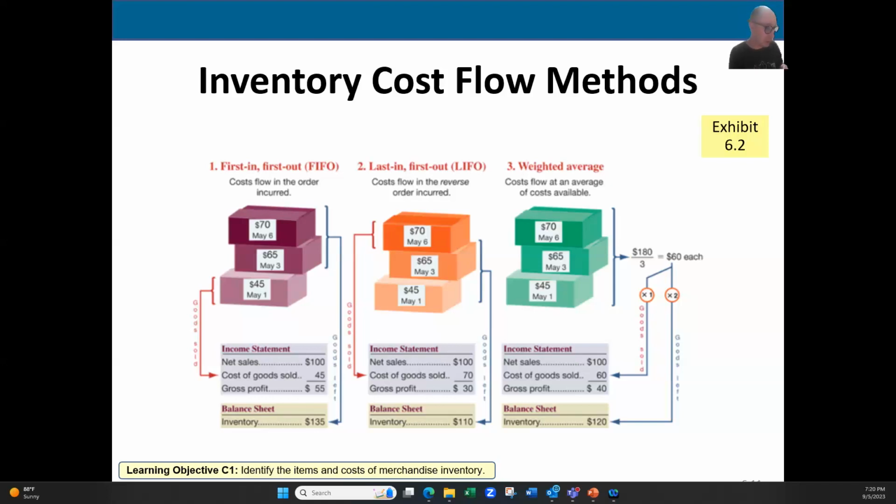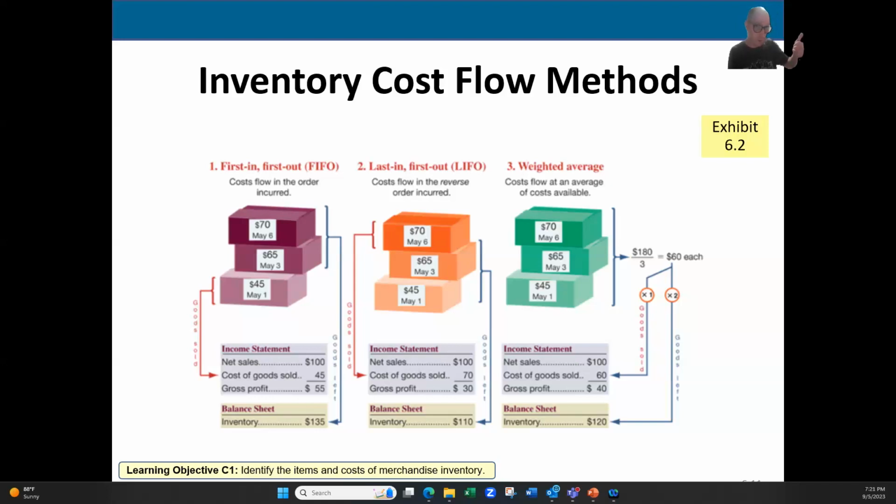What about our balance sheet? What's our ending inventory? Well, I sold the $45. That means I only have May 3rd and May 6th inventory left. Ending balance: $65 plus $70 gives me an inventory balance of $135.